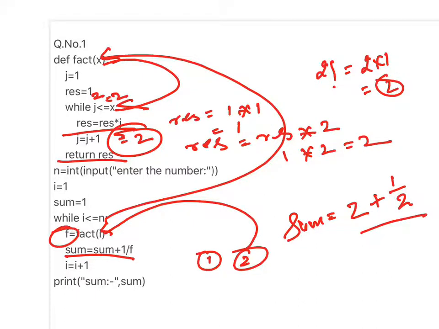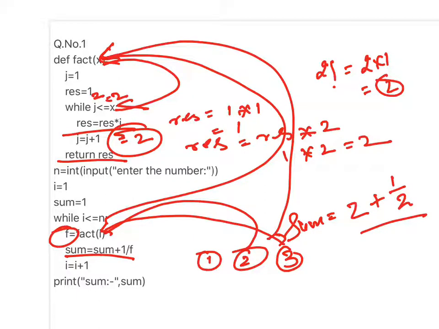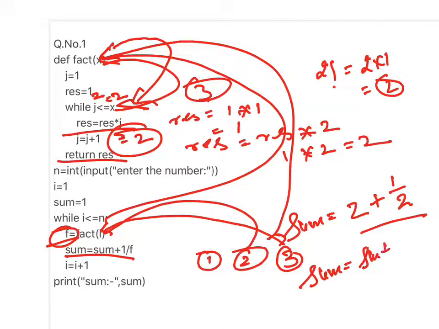Next time the value of I will become 3. This 3 will be passed to this x. This x will be passed to this place. And now the factorial of 3 will be calculated. It will be stored in f. Then again it will become sum equal to sum plus 1 upon this, whatever the factorial of 3 will be. So 3 into 2, 6. And then it will be calculated similarly, and finally it will print the value of sum.